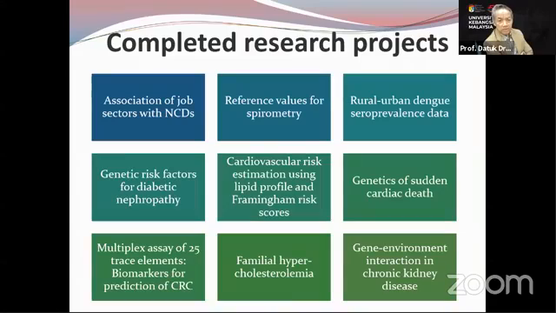We also published the rural-urban dengue seroprevalence data, the first community-based seroprevalence data in Malaysia, actually. We also published the genetic risk factors for diabetic nephropathy, and cardiovascular risk estimation using lipid profile and Framingham risk scores. We have not published the genetics of sudden cardiac death, but this has been completed. We have completed a multiplex assay of 25 trace elements for detecting colorectal cancer. We also have completed work on whole exome sequencing, looking at new variants for familial hypercholesterolemia, and last but not least, gene-environment interaction to predict chronic kidney disease.